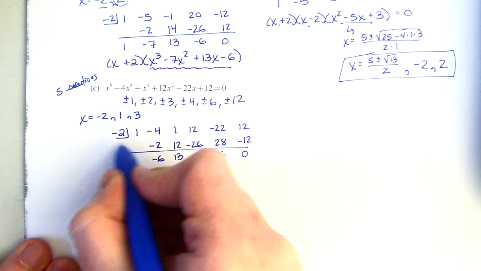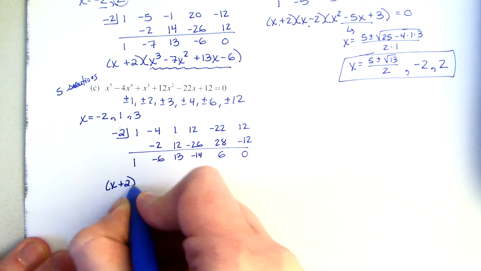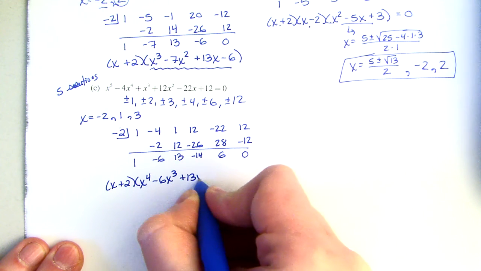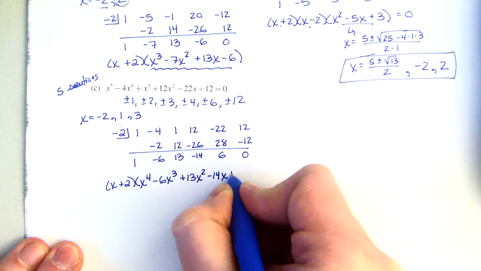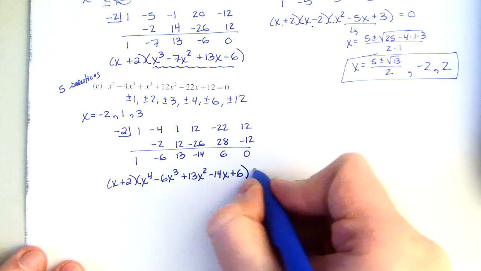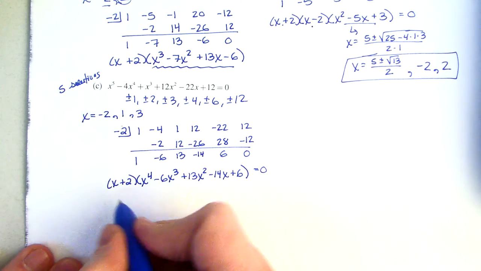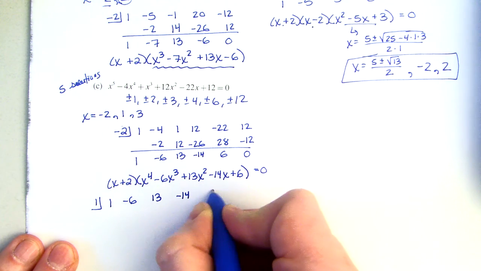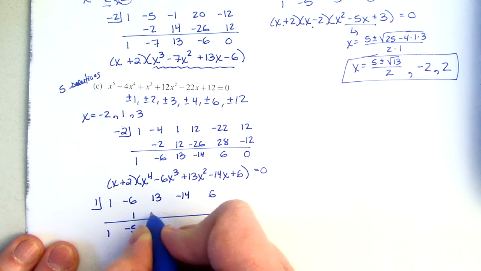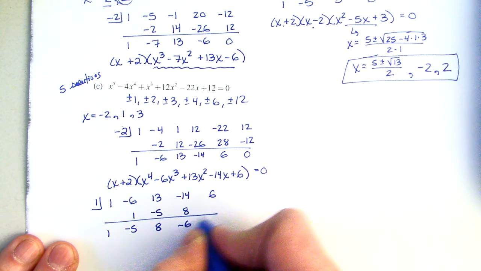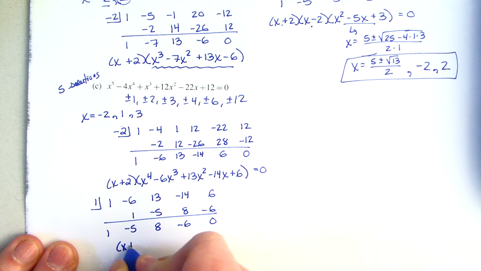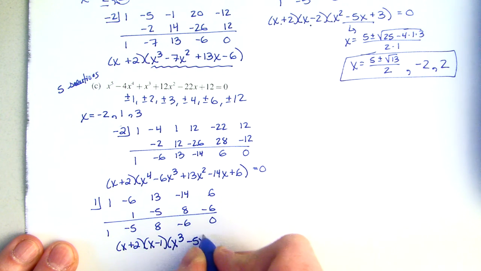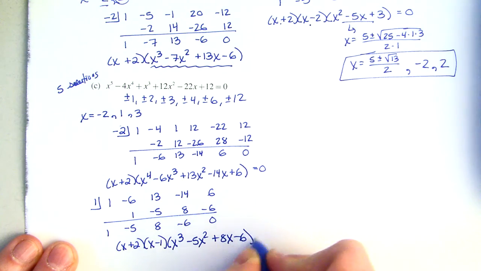So we've got what factor gave us minus 2, x plus 2. We're left with x to the 4th minus 6x cubed plus 13x squared minus 14x plus 6. Let's now divide this thing by x minus 1, 1 in the box. X plus 2, x minus 1, x cubed minus 5x squared plus 8x minus 6 equals 0.